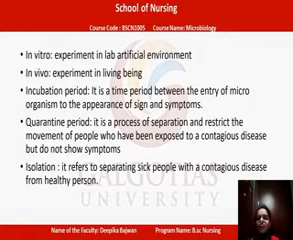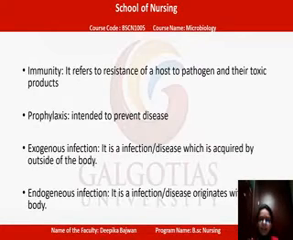Now we come to the next term, that is immunity. This is a very basic terminology. Immunity means the resistance of a host to a pathogen and its toxic products, the ability of a person to fight against foreign particles. It depends on the individual. Basically, we have WBCs, which are the basic cells that help in fighting any foreign particles inside the body. So that is known as immunity: your body has resistance to fight against any foreign particle.